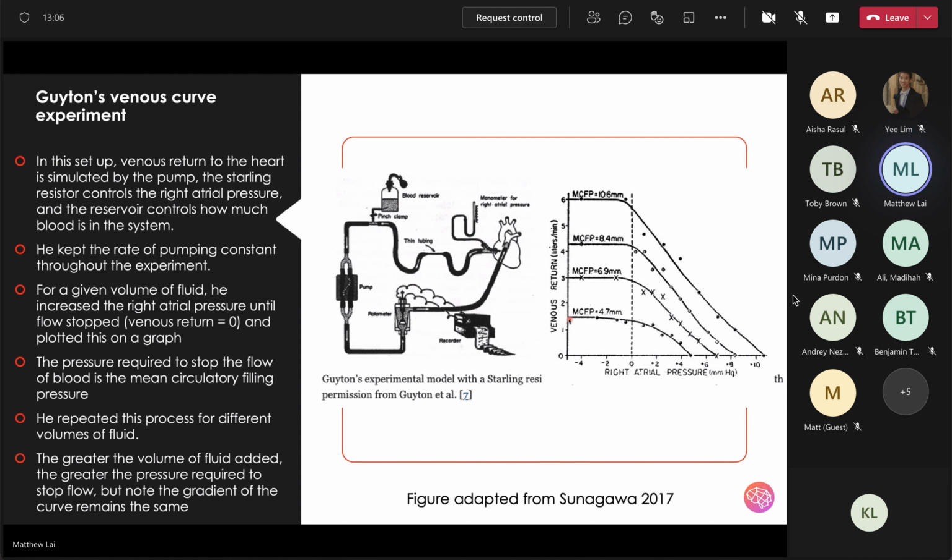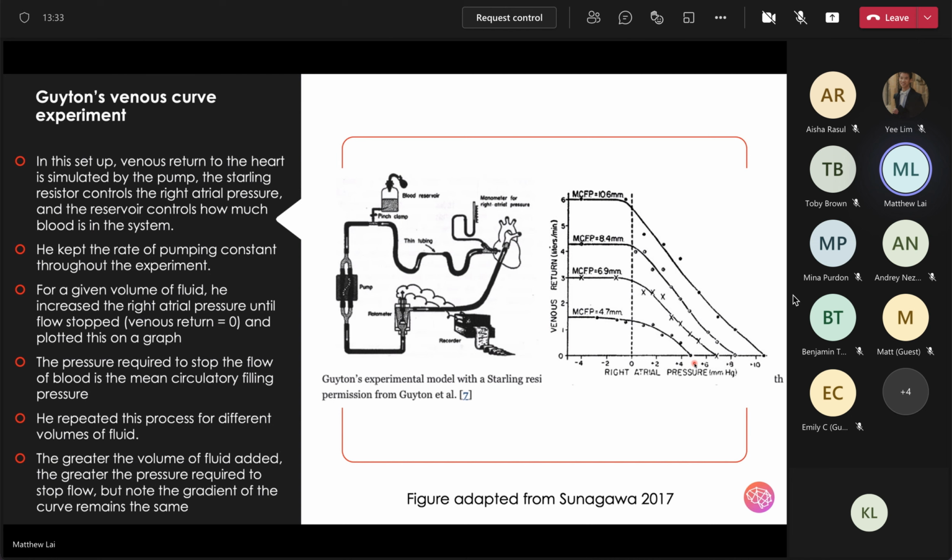So as you can see, we start off at negative atrial pressures, and Guyton raises the height of this resistor. So he increases resistance until the venous return stops, until the system stops flowing. And this point here, this pressure here, is what he calls the mean circulatory filling pressure, because that's the amount of pressure that it takes to stop blood returning to the heart.